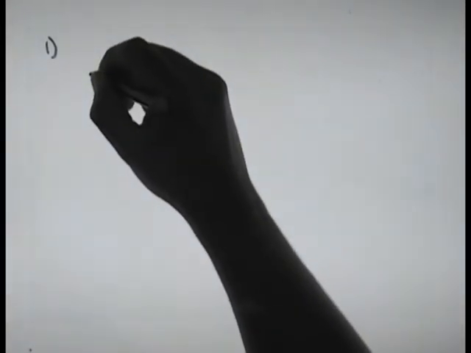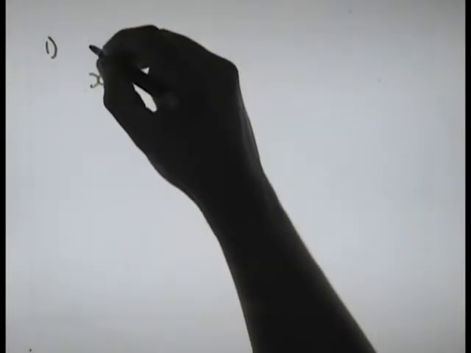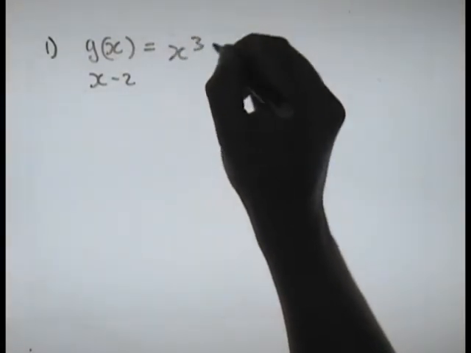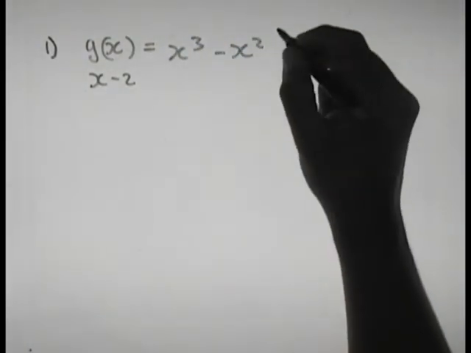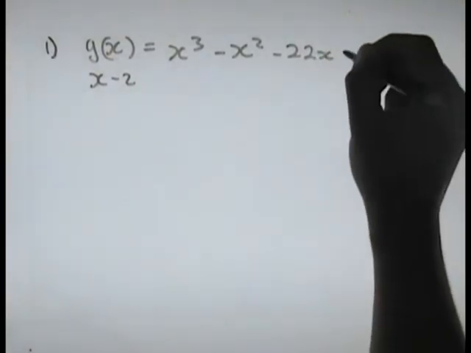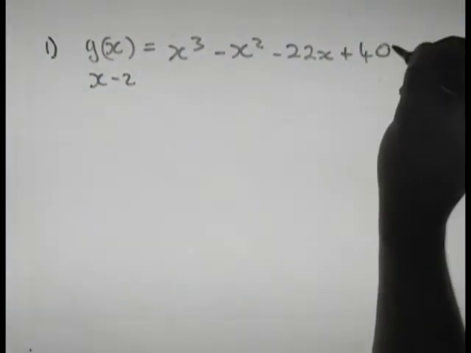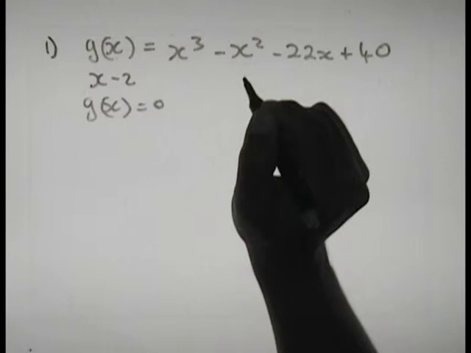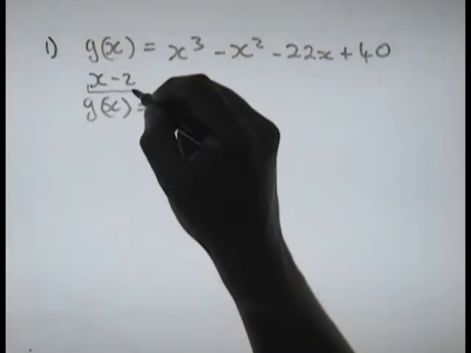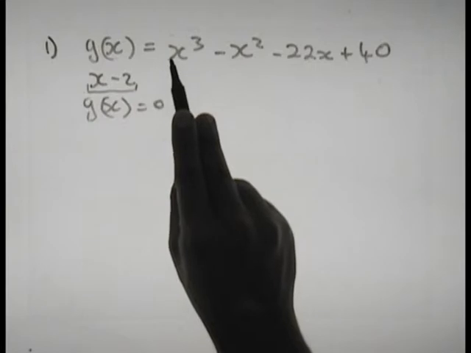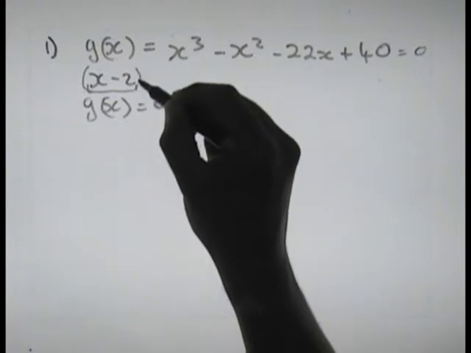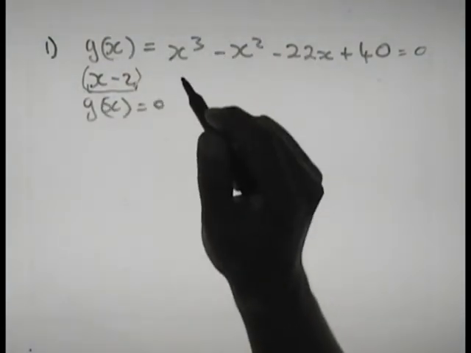The first one I gave you to do read: if x minus 2 is a factor of g of x, which is equal to x cubed minus x squared minus 22x plus 40, find the values of x for which g of x is equal to 0. Now I've already got one of my factors. G of x equal to 0 means basically that that is equal to 0. I've got one factor. I need to find the other two factors.